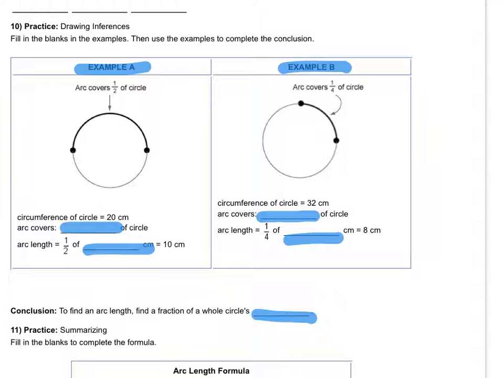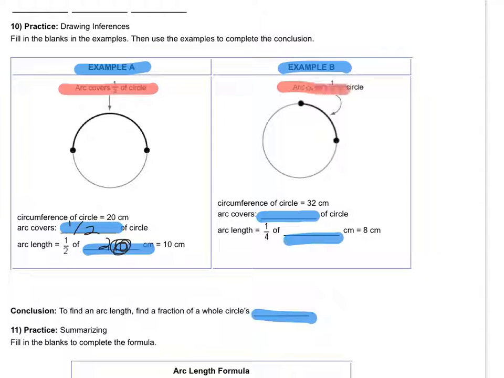So example A, the arc covers half of a circle. So if in example A, the arc covers half of a circle, let's say the circumference is 20. It says the arc covers half of the circle. Where am I getting this information from? I'm glad you asked. Right there. It was given. So if the arc length is half of the circle, then the circle has a circumference of 20. So half of 20 is going to be my arc length. So that's a 20. It looks like 26, but it's a 20. So it's 10 centimeters.